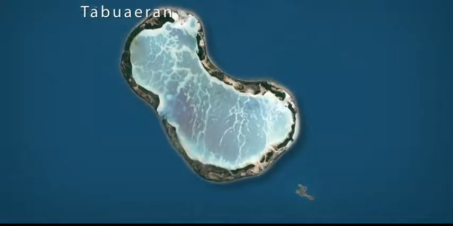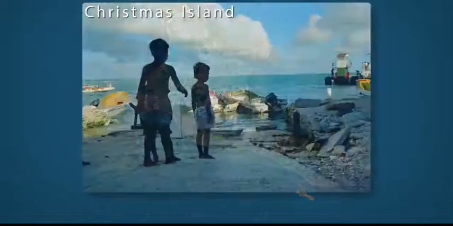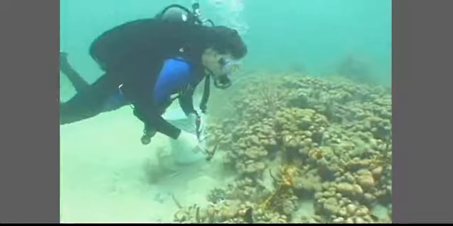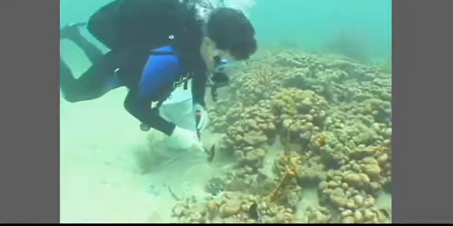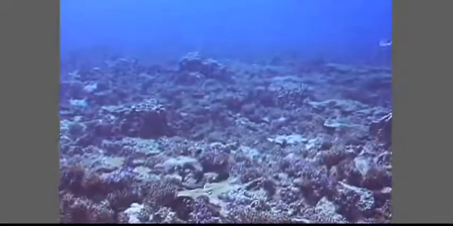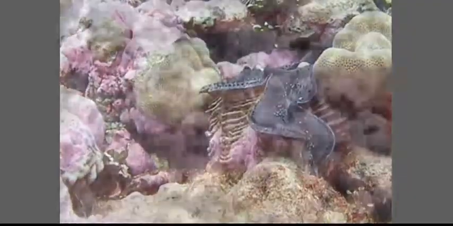Then, Tabuaran, with a growing population of 2,500 people. And finally, Christmas Island with a population of over 5,000. About Tabuaran and Christmas, the people actively fish for food and dump their sewage raw into the ocean. So what the Line Islands affords us is the opportunity to look back in time from the inhabited islands where we see what reefs look like today with local human impacts, moving back to lower and lower human population densities to what reefs look like before human activities hit the region.